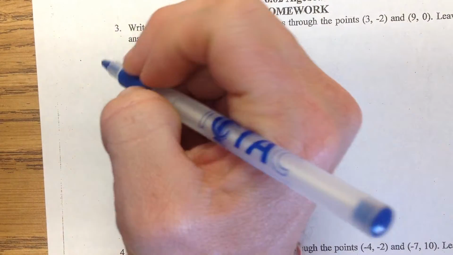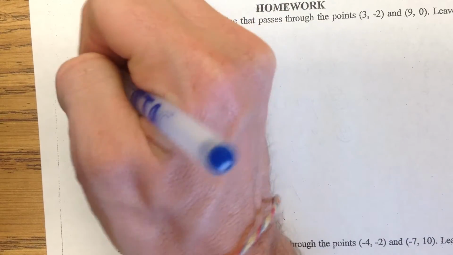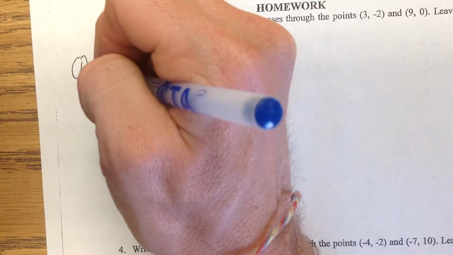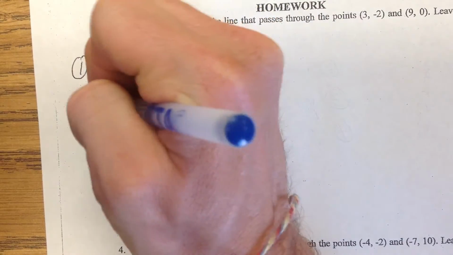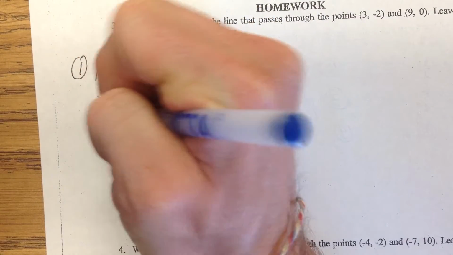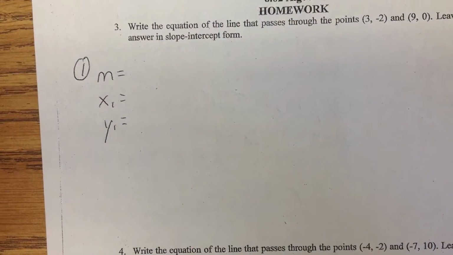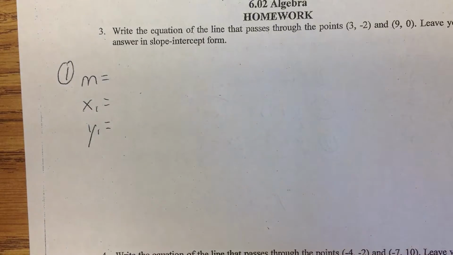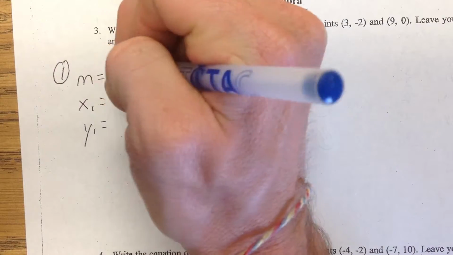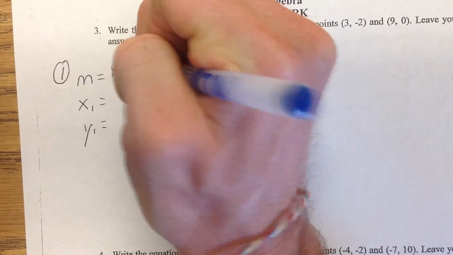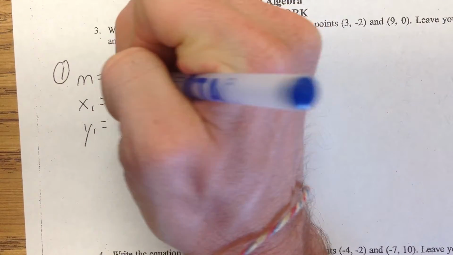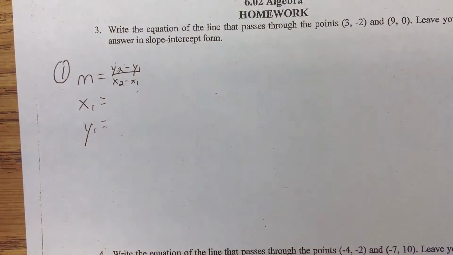That's the only difference, though. Everything else is going to follow sort of the same pattern. We're still going to need an m, an x1, and a y1. Now you're saying to yourself, but they didn't give us the m. Not an issue. We just find the m ourselves using our slope formula. So that's y2 minus y1 over x2 minus x1.